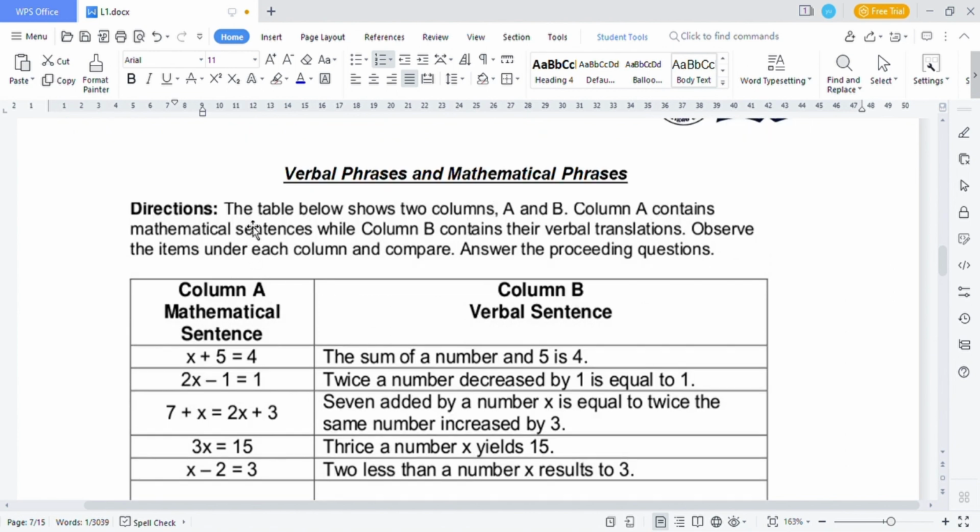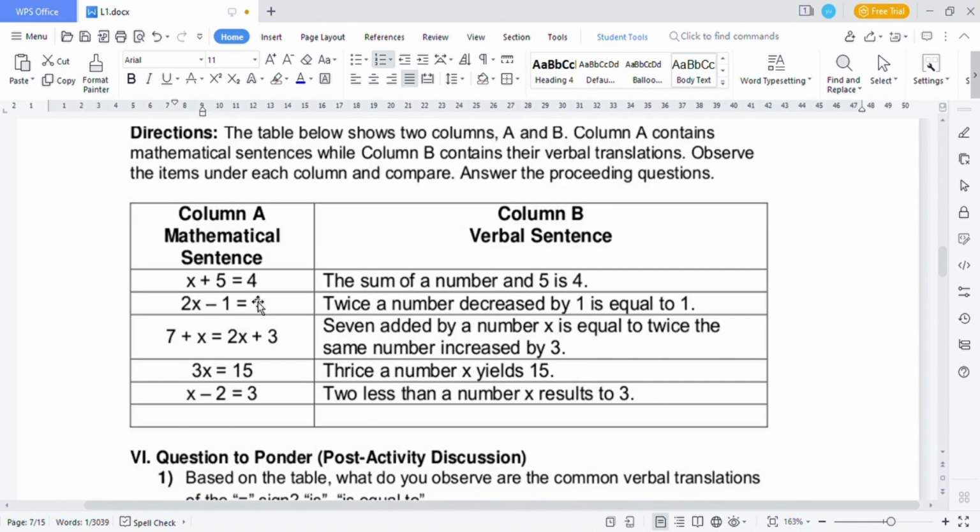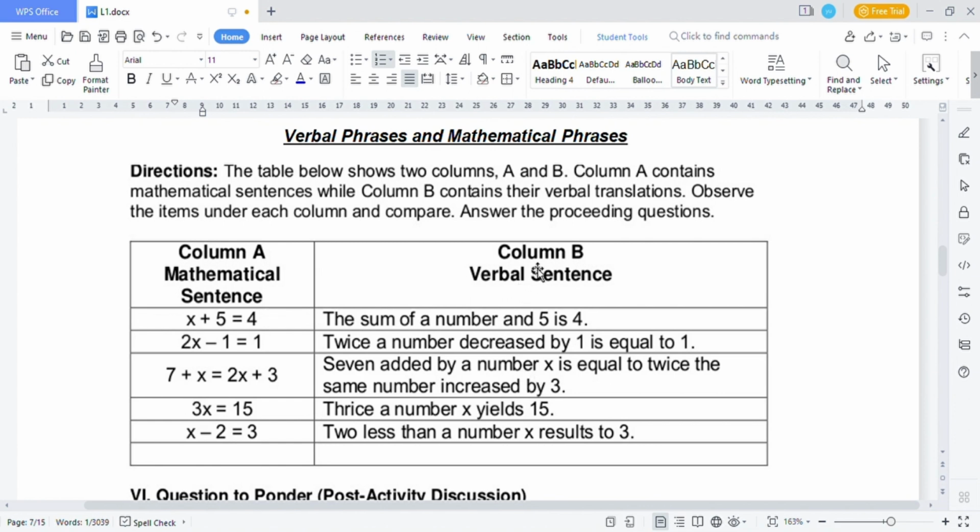Now we also have here the verbal phrases and mathematical phrases. Directions: the table below shows two columns, A and B. Column A contains mathematical sentences, and column B contains verbal sentences. So column A shows examples of mathematical sentences, and column B shows examples of verbal sentences.